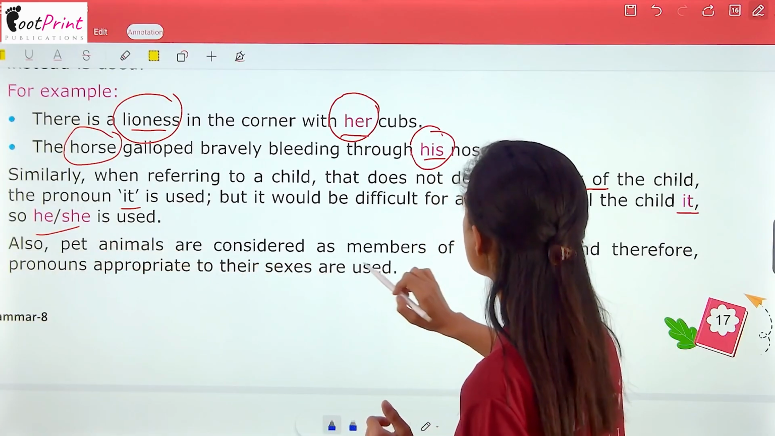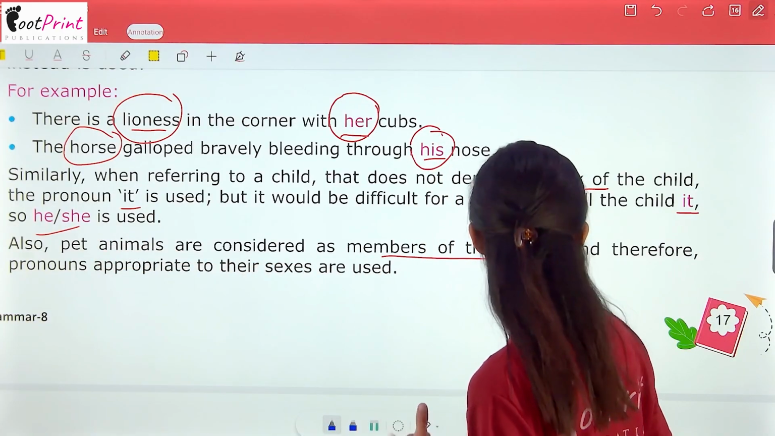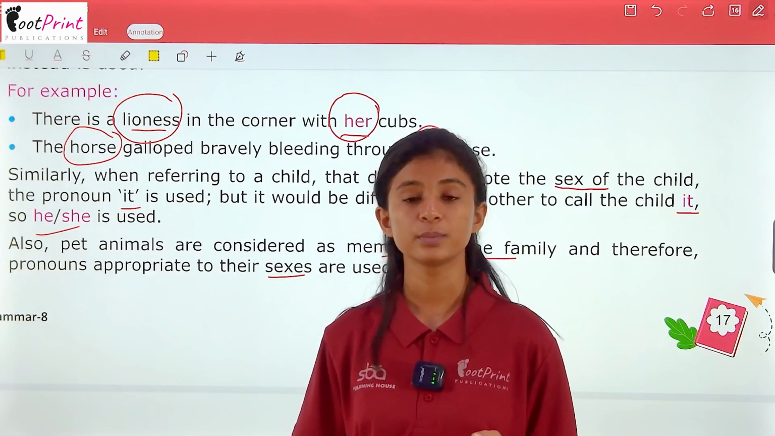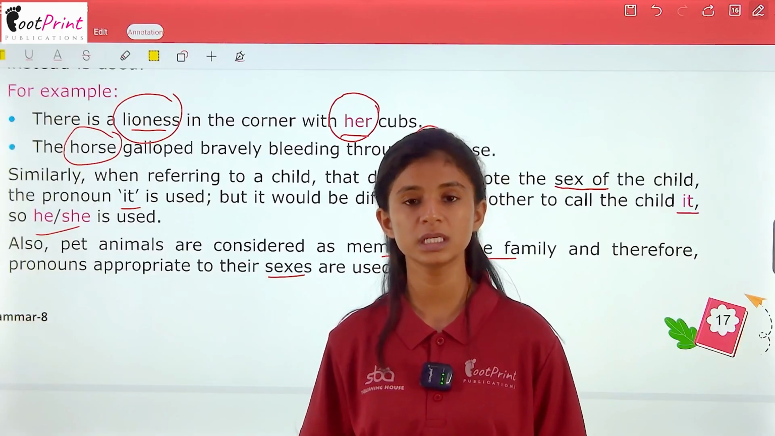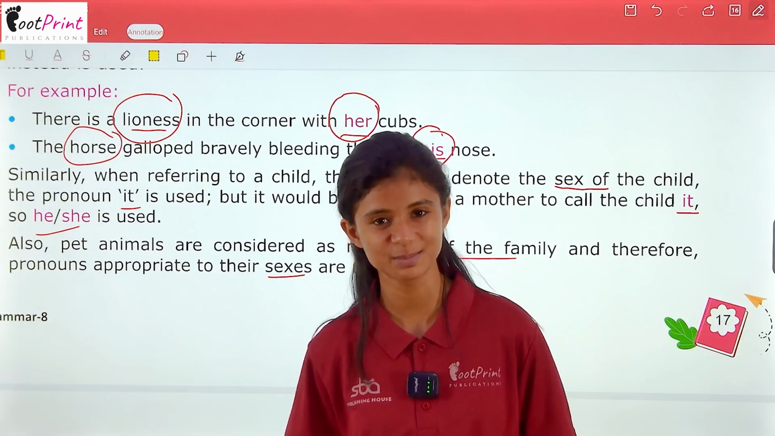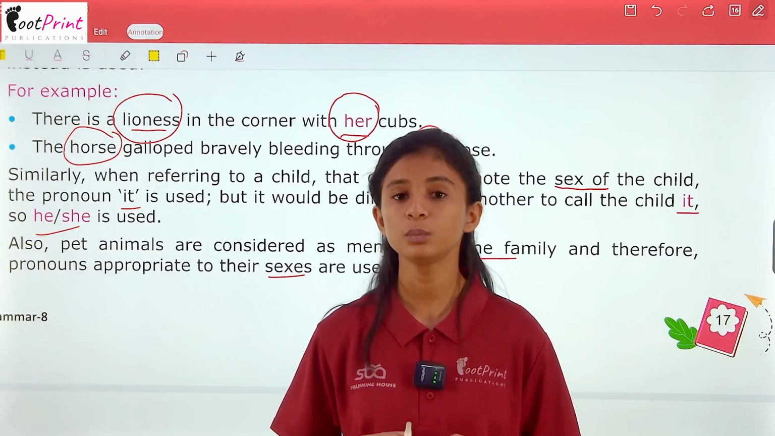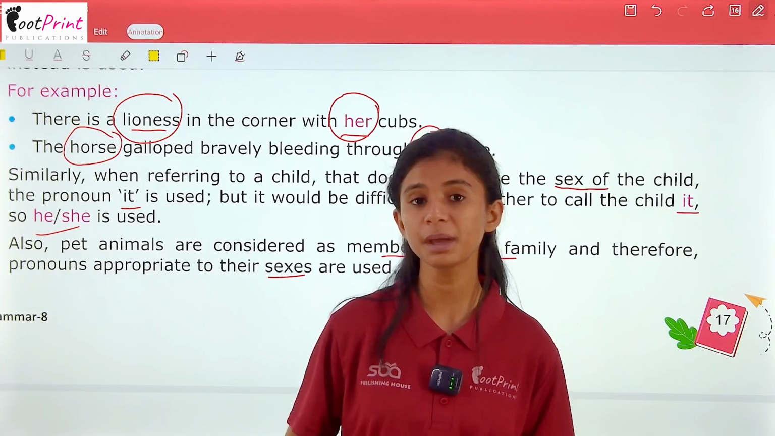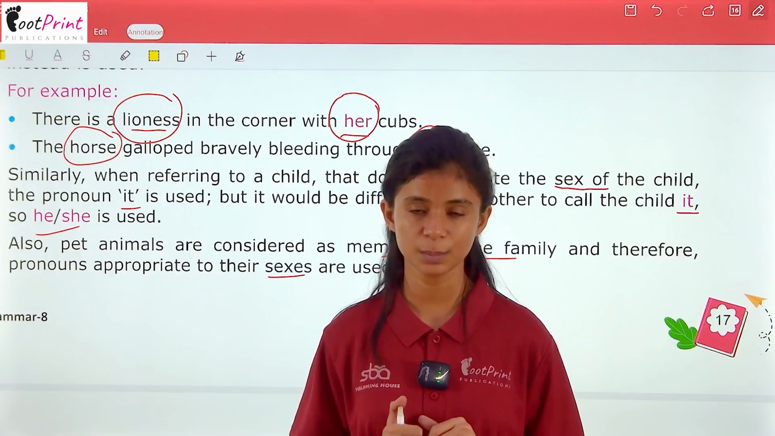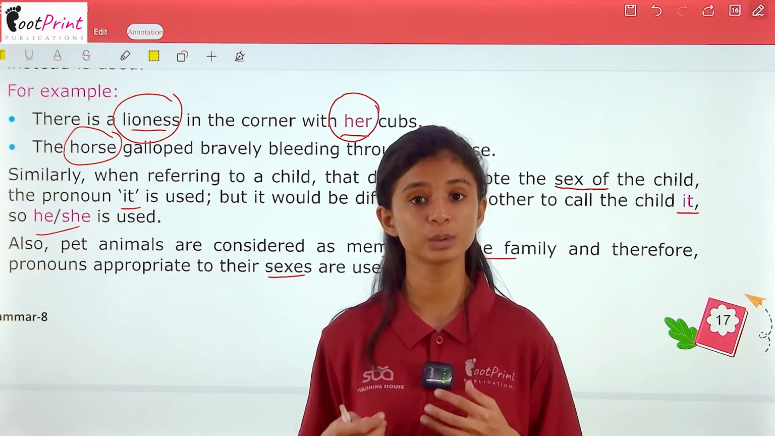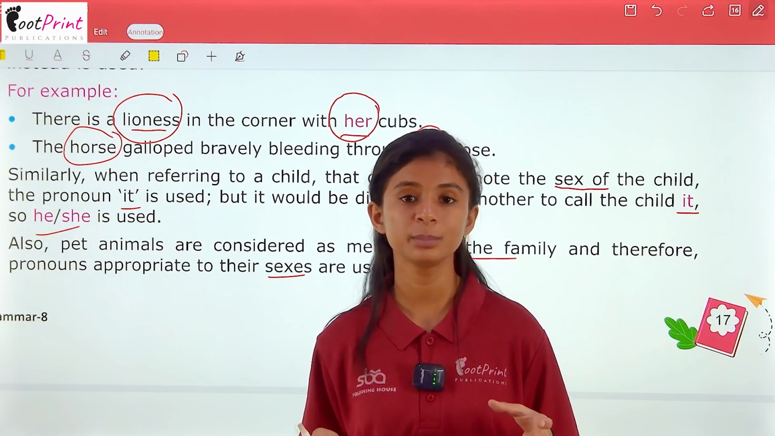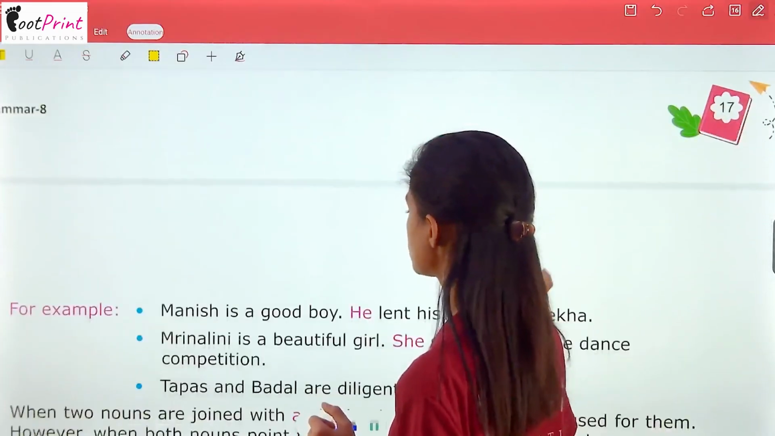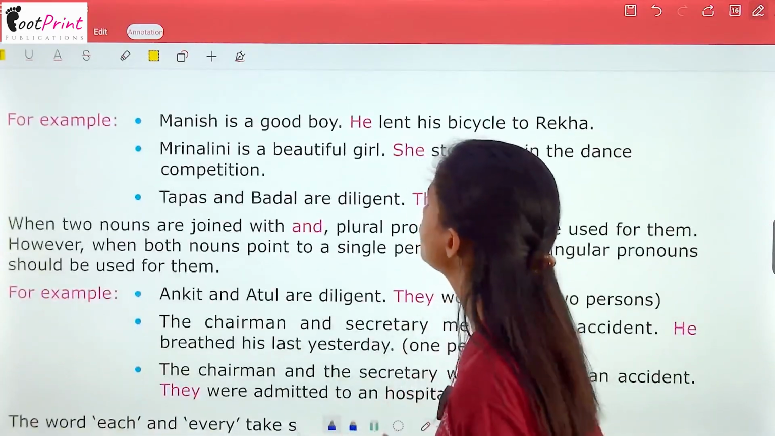Also, pet animals are considered as members of the family and therefore pronouns appropriate to their sexes are used. Okay, so when you have a pet dog, whether he is a male or she is a female, we consider them a family member, and when they become our family member, we use gender specific pronouns for them. We don't call our dogs it, we call them either he or she. Alright, so this was a very good example for you people.